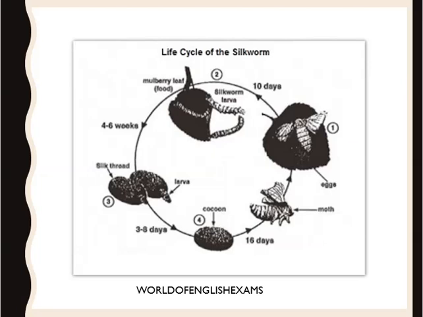So the first stage takes about 10 days to complete, and the second stage is going to take about 4 to 6 weeks for the larval forms to feed and develop a cocoon. Then this cocoon is made up of silk thread, and for the complete cocoons to be formed, it will take approximately 1 week, that is 3 to 8 days. Then the final stage takes 16 days, and after that the adult moth is going to emerge.